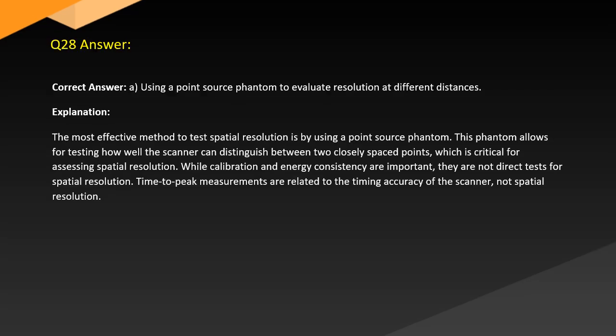Answer. Correct answer: A. Using a point source phantom to evaluate resolution at different distances. Explanation. The most effective method to test spatial resolution is by using a point source phantom. This phantom allows for testing how well the scanner can distinguish between two closely spaced points, which is critical for assessing spatial resolution. While calibration and energy consistency are important, they are not direct tests for spatial resolution. Time to peak measurements are related to the timing accuracy of the scanner, not spatial resolution.